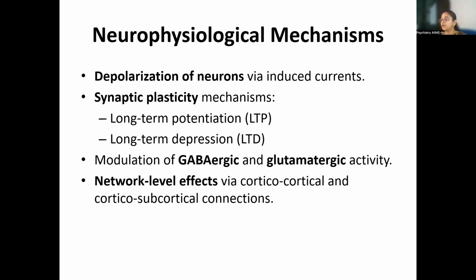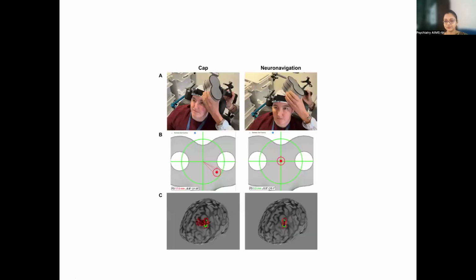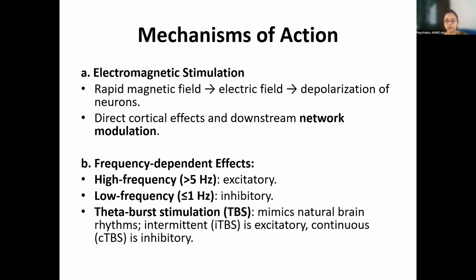And the network level effects, like I said, are other effects which happen in the deeper structures through the networks that we had discussed previously. So those network level effects are mediated via cortico-cortical and cortico-subcortical connections. This is how usually coils are placed, and this is the setup of giving stimulation. We can observe that just the placement of the coil can also affect how much activity is received in the brain and precisely which area receives the stimulation.